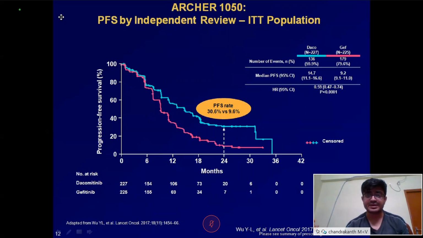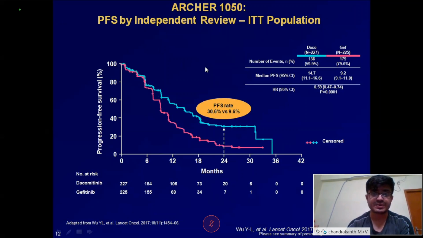So with a p-value of less than 0.0001 with a hazard ratio of 0.59. And you can see the PFS of 14.7 months versus 9.2 months with Geftinib alone. So if you put on Dacomitinib, on an average, a patient can be on the same tablet for nearly 14 months and it is crossing 1 year.